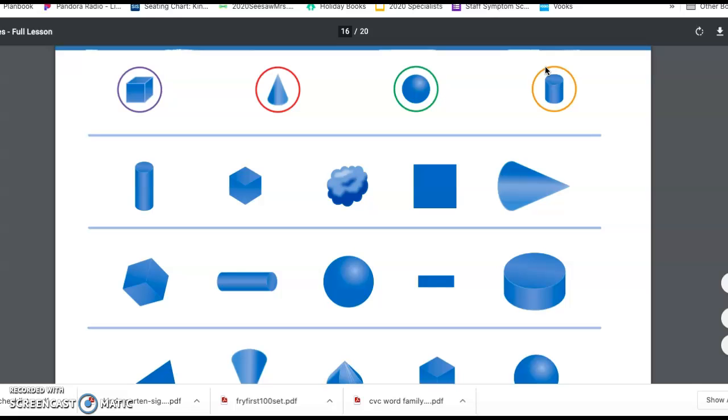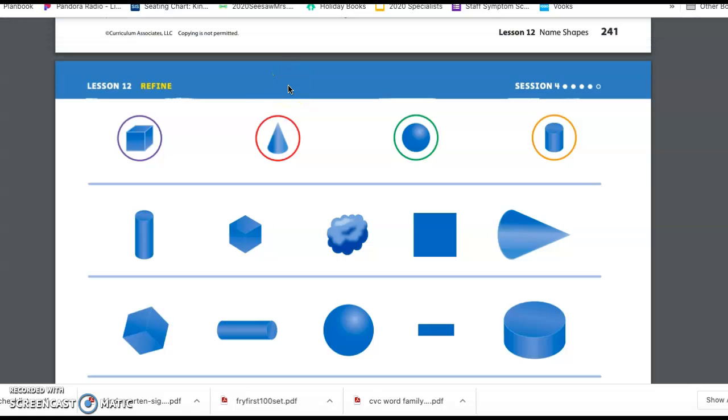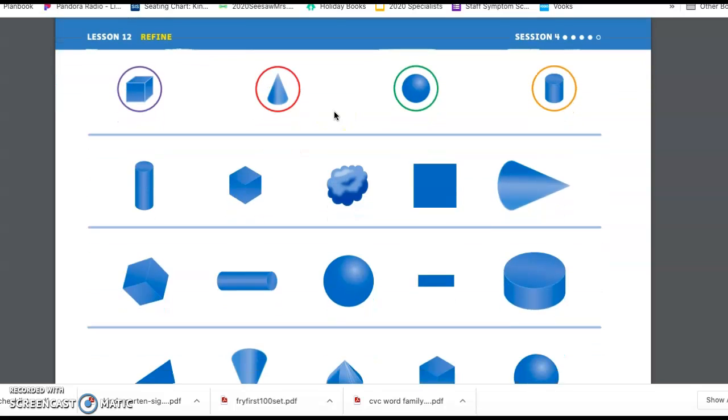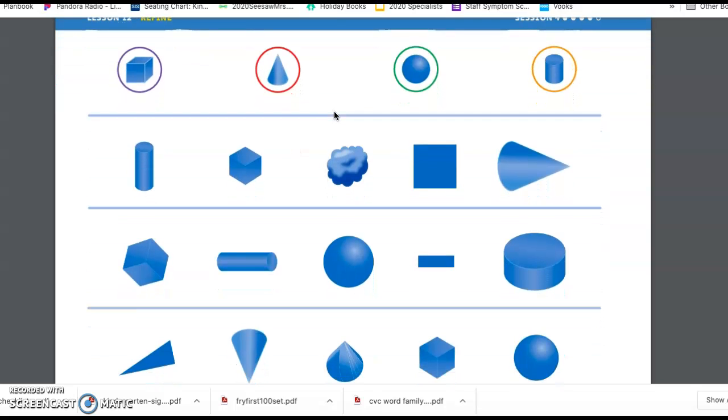Okay, now that you have your supplies, go ahead in pencil. Please write your name at the top of your page with a capital letter and lowercase letters. Go ahead and pause the video until you're finished writing your name. Okay. All right. Now that you're finished writing your name, I'm going to invite you to pick up your pencil.